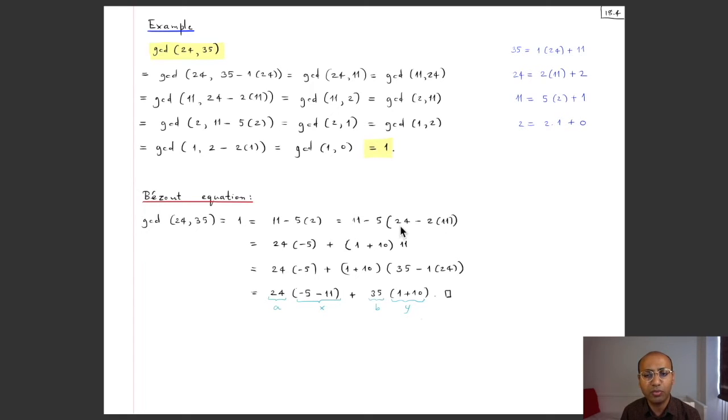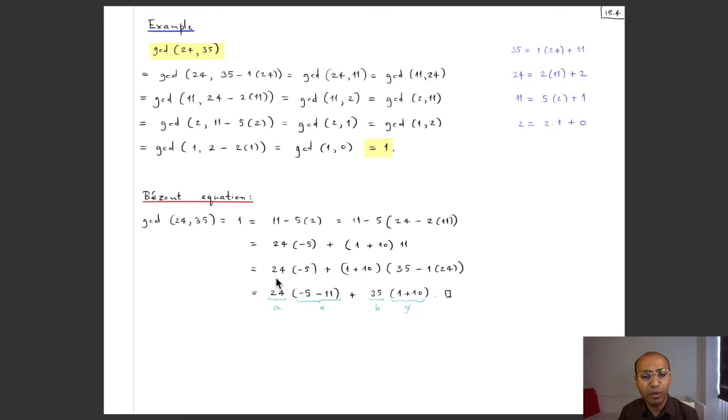So you have minus 5 times 24, which I've written over here. 24, by the way, was one of the numbers, so that's good. And what's left over here is minus 5 times minus 2, which is 10, and then there's an extra 11 over here. So this is 1 plus 10 times 11. Now this 11 was the remainder here, which can be expressed in terms of the two numbers. So we do that and we write it as 35 minus 1 times 24 over here.